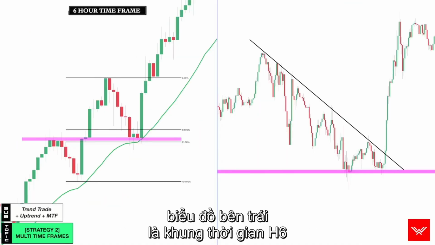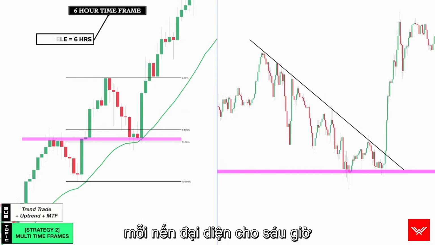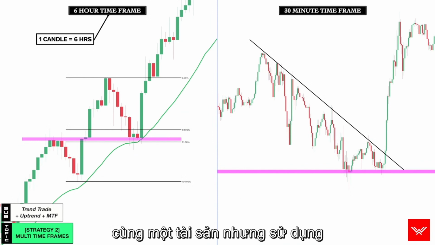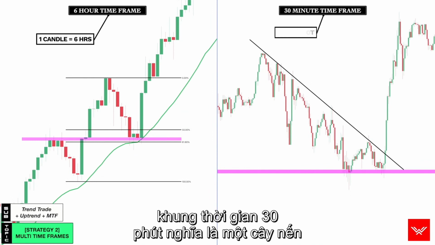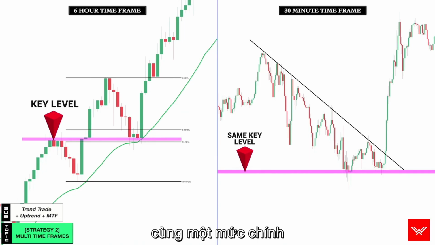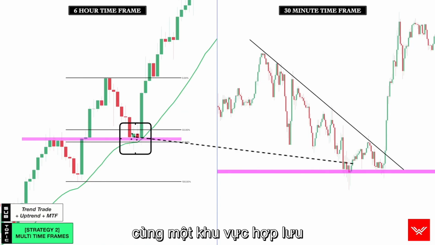The chart on the left is the 6-hour time frame we just looked at, meaning every candlestick represents 6 hours of time. The chart on the right is the same asset but using the 30-minute time frame, meaning every candlestick represents 30 minutes of time. Same key level, same pullback, same area of confluence.